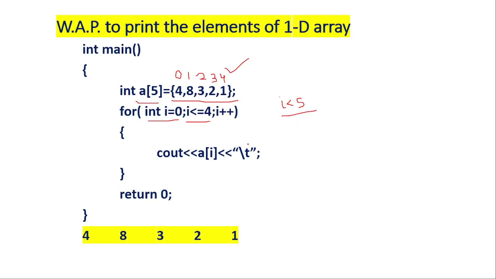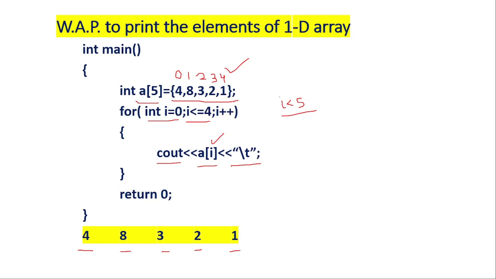While printing the elements, you will write cout, and you will write a[i], with i in square brackets, and i is representing the index of the array. So with the help of this i, it will print all the elements of the array. I have written \t also because I want some space between the elements. By using this program, what will be the output? The output will be like this: 4, some space, 8, some space, 3, some space, 2, some space, and then 1.